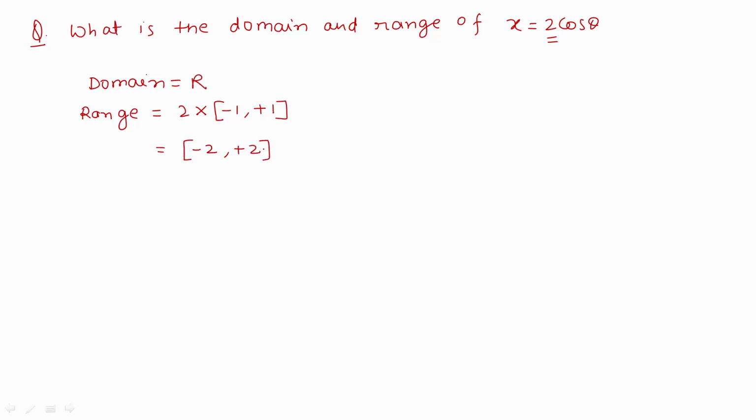So whatever is the vertical stretch, the number multiplying outside, that will be multiplied by every possible value of sin theta and cos theta, and that will give us the range. Now we want to define other functions.